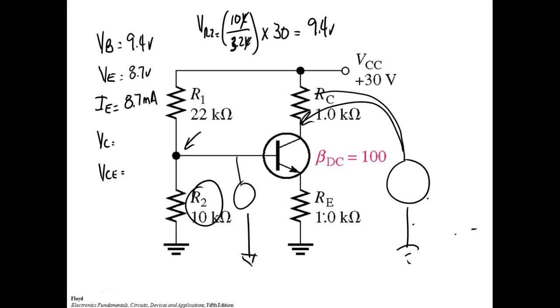What's VC? So what's VC? If this resistor right here drops 8.7 volts, then what's VC equal to? It drops 8.7 volts. I'm measuring after that voltage drop, so what's VC going to equal to? 21.3.